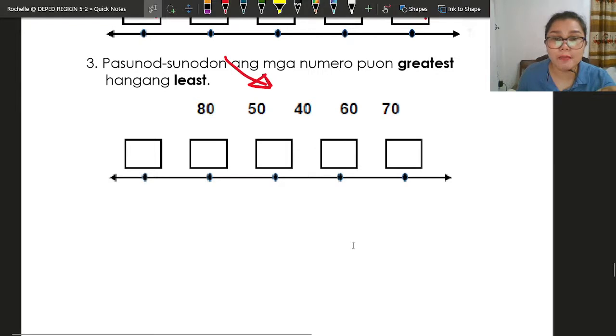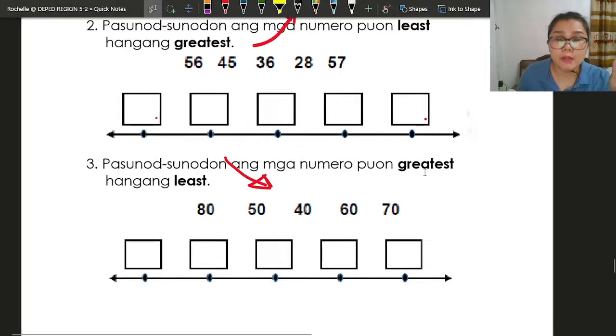Okay, nakikita nyo timeline. So, it's pataas. Ano po? Going to your right and going to your left, it depends on what it requires. Kung least to greatest o greatest to least.